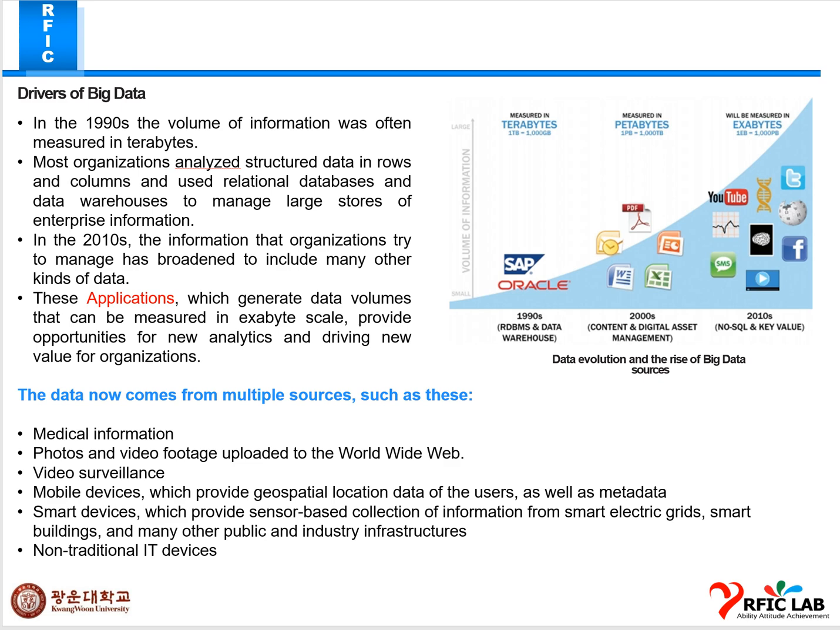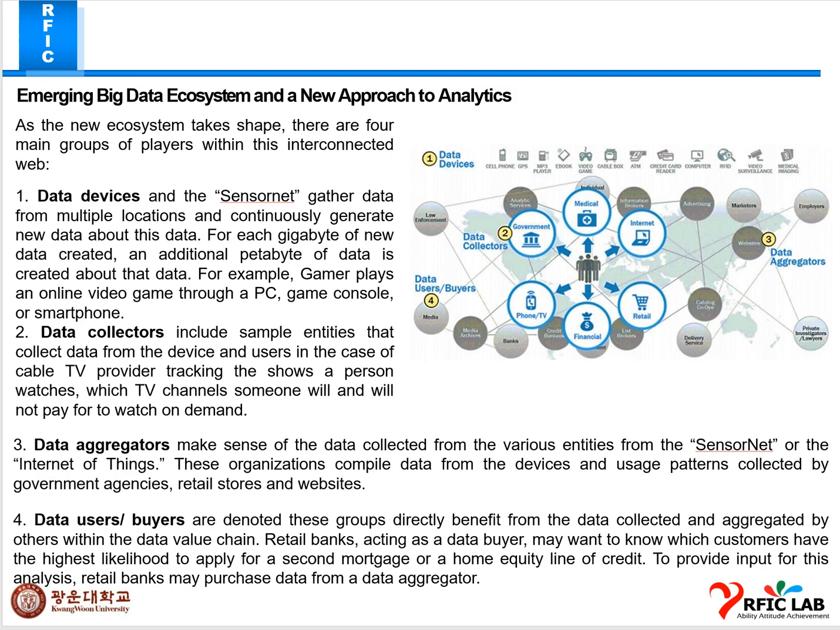Data now comes from multiple sources, like mobile devices that provide geographical location data, photo and video footage uploaded to the world wide web, video surveillance, medical information, and non-traditional IT. This is an emerging big data ecosystem with new approaches to adapt to how to tackle this and analytics.